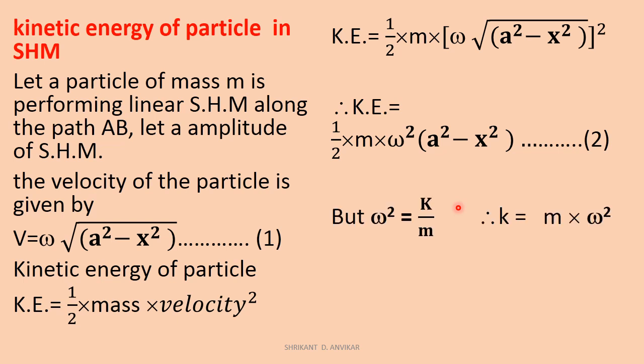Now in the differential equation, omega square is equal to k by m. This is a substitution. Therefore, taking cross multiplication, we get k equal to m omega square. M omega square is replaced by k. Therefore the new expression for kinetic energy is 1 by 2 into k into (A square minus x square). This is the kinetic energy of the particle.